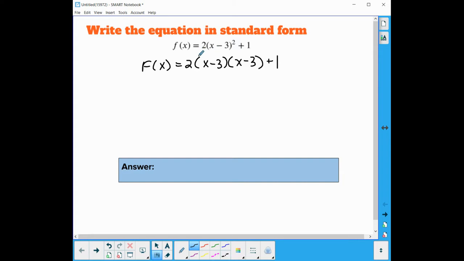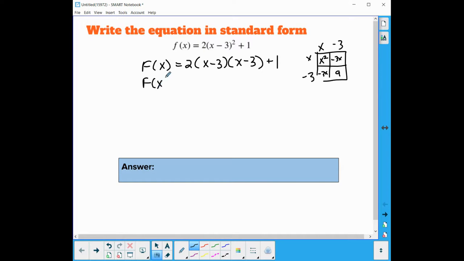Then I'm going to multiply x minus 3 by x minus 3 using the distributive property, which I like to represent in a box just to help me visualize it. X times x is x squared. X times negative 3 is negative 3x. Negative 3 times x is negative 3x. And negative 3 times negative 3 is 9.